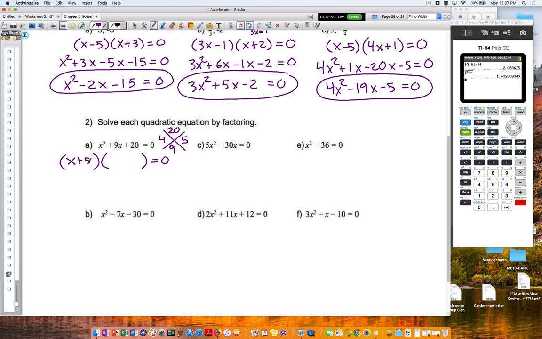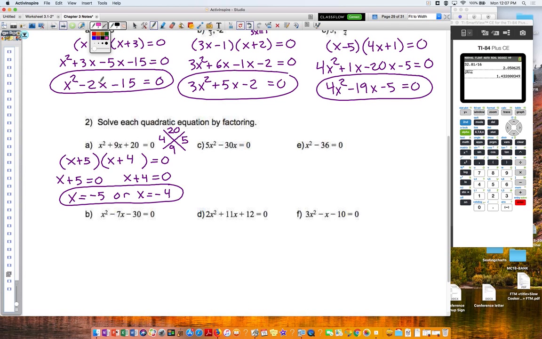So I get x plus 5, x plus 4. Doesn't matter which order you write it. So then we use the zero product property, set them each equal to 0, and solve. So x equals negative 5, or x equals negative 4. So the next one is a little more challenging for some because it's not 3 terms, but I look at what they share in common. Well, they share a 5 and an x.